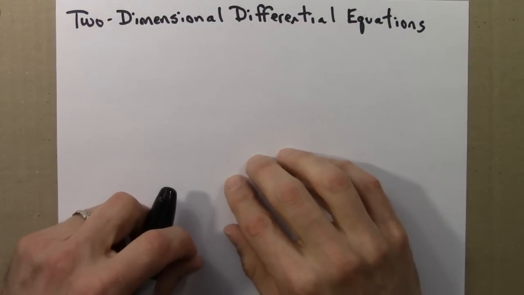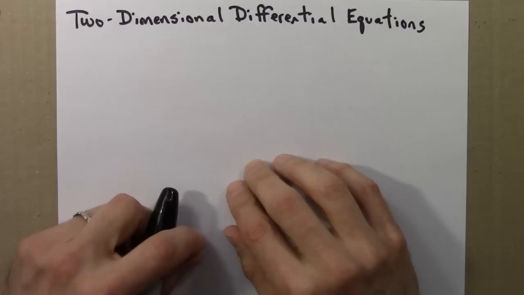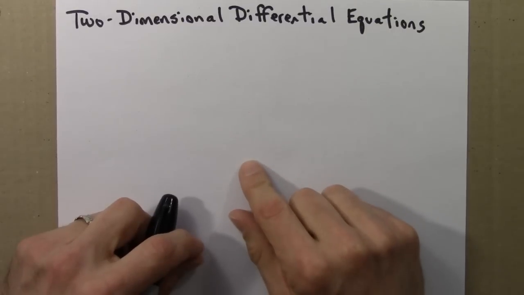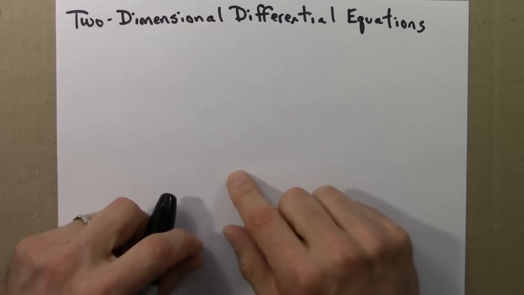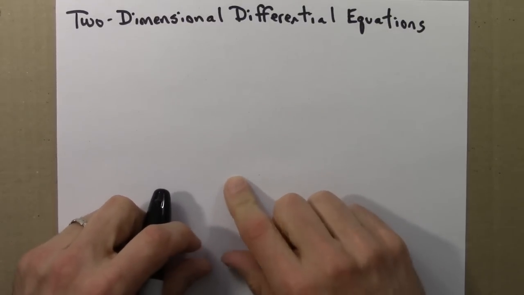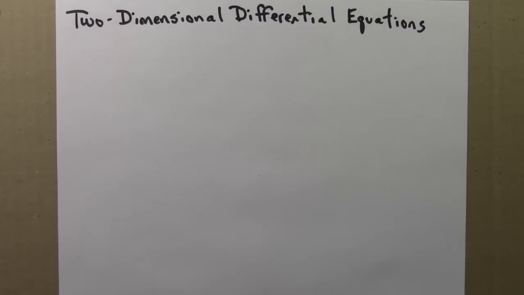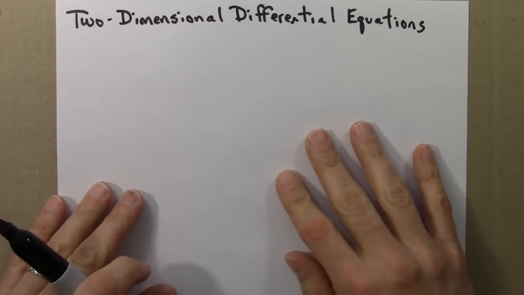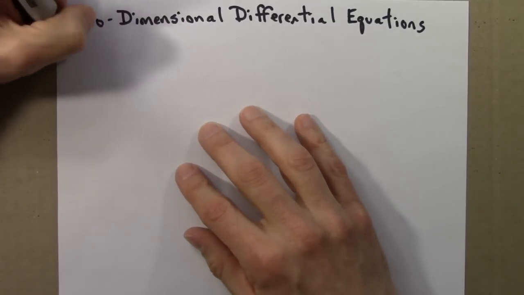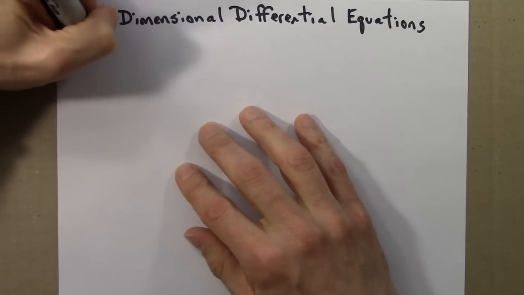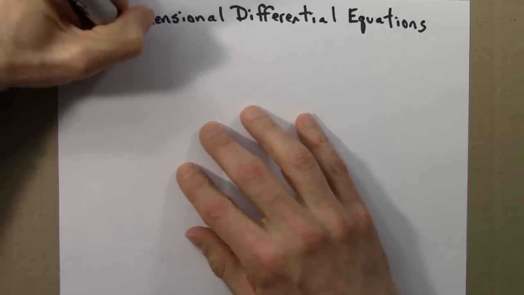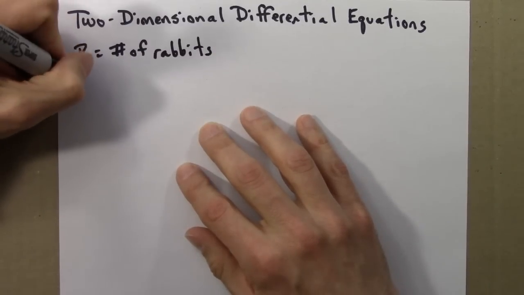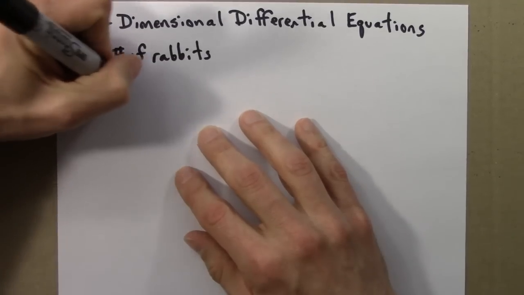So for two-dimensional differential equations, we're interested in how two quantities change, not just one. And to be concrete, I'll introduce this in the context of population models, much like we did for logistic growth. So now we'll have two populations, let's say rabbits and then foxes. And the key thing here is that foxes eat rabbits. All right, so R is going to be the number of rabbits, and F the number of foxes.